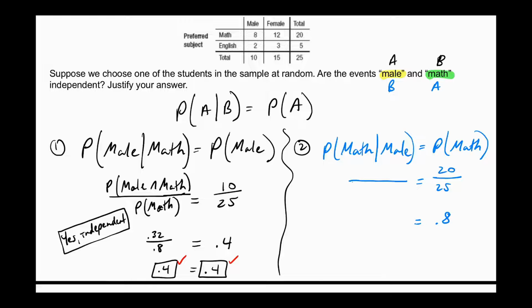Now let's do it the other way. So the probability of math and male, still the same number, right? But the bottom is going to be probability of male. 10 out of 25. Oh no, 20 out of 25. There you go. So it's going to be 0.32 over the probability of male, which is 10 out of 25, right? Which is 0.4. So when I finish that math, do I get the same number? Yes.